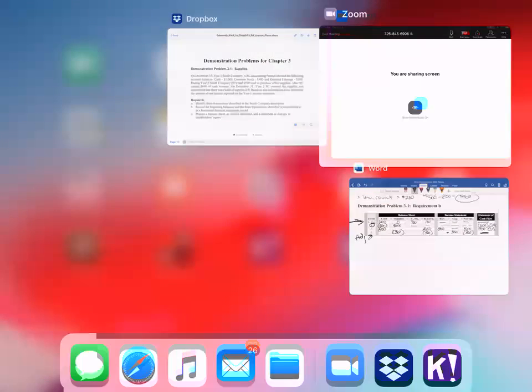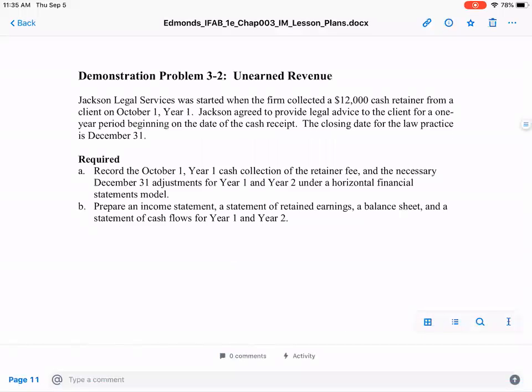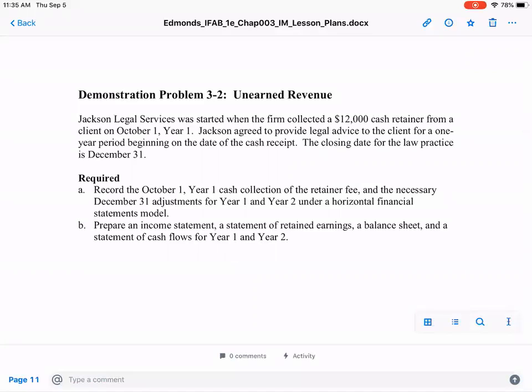I'm going to pull up the problem here that we're going to look at, unearned revenue with Jackson Legal Services. It was started when the firm collected a $12,000 cash retainer from a client on October 1st, year one. Jackson agreed to provide legal advice to the client for a one-year period beginning on the date of the cash receipt. The closing date for the law practice is on December 31st.